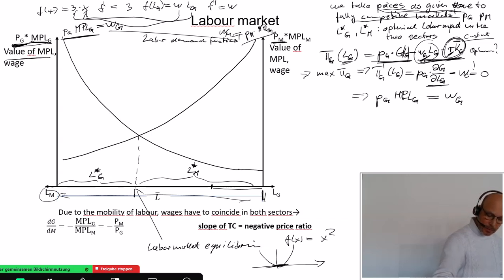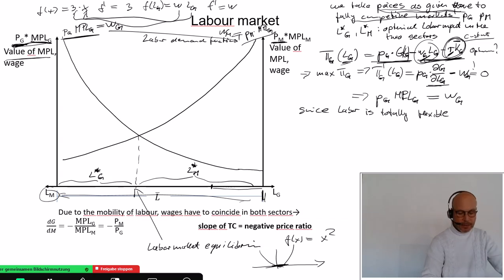So WG, since labor is totally flexible, what has then to be the case with the two wages in the two sectors? We had made the same argument in the Ricardo model.